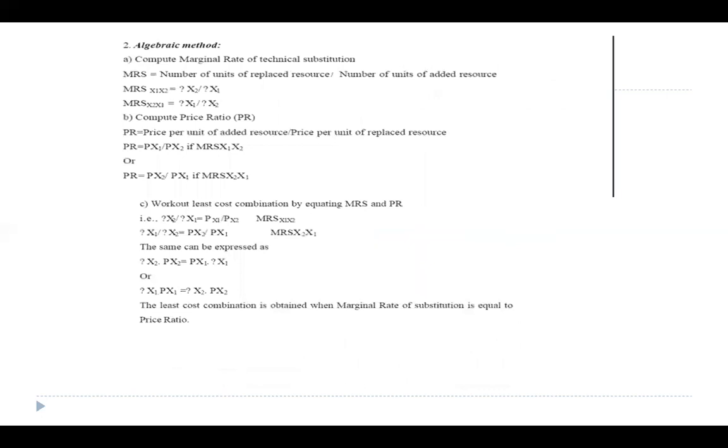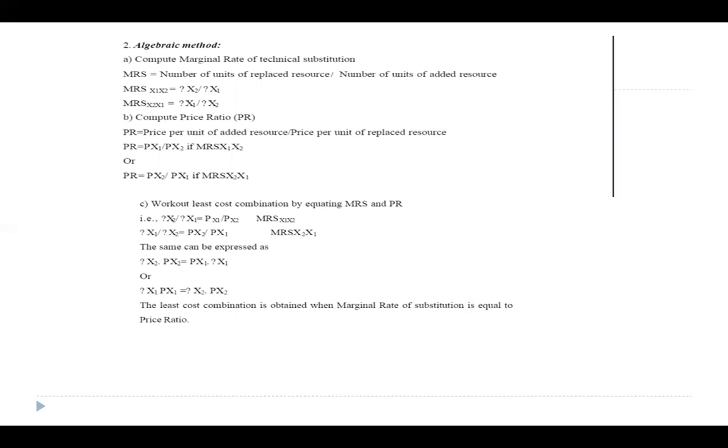Now the second method is the algebraic method. In the algebraic method, we estimate the least cost combination in 3 steps. Step number one, find out the MRS between two inputs. MRS means marginal rate of substitution. So what is the formula? Number of units of replaced resource upon number of units of added resource. Generally we calculate MRS between x1 and x2.